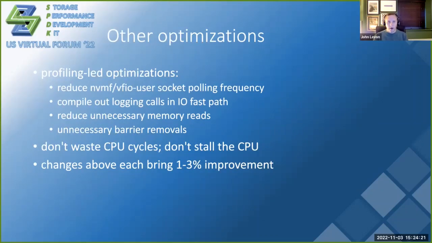We've also made a bunch of different micro optimizations to the code based mostly upon looking at profile data. The main focus of these has been upon reducing the amount of CPU time that we spend, and also making sure that the CPU doesn't stall on things like barriers and unnecessary memory reads. Most of these have been relatively small changes to either CPU utilization or overall IOPS, in the order of 1 to 3%, but of course, all these things add up over time.